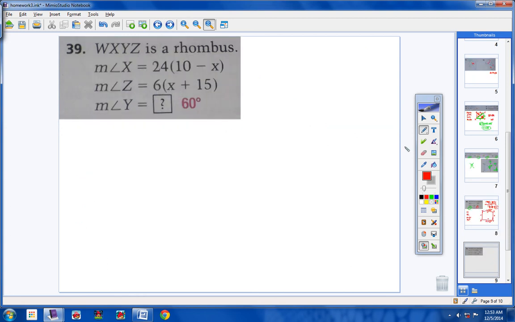Okay, number 39, we have a rhombus, okay? A rhombus. And so if we have a rhombus, what else do we have, guys? A rhombus is also a parallelogram. Okay, it might be a square, but we don't know for sure, so we can't say that. Okay, there's my parallelogram. Very poorly drawn parallelogram. A rhombus, WXYZ. Okay, angle x is 24, 10 minus x. Z is 6, x plus 15.